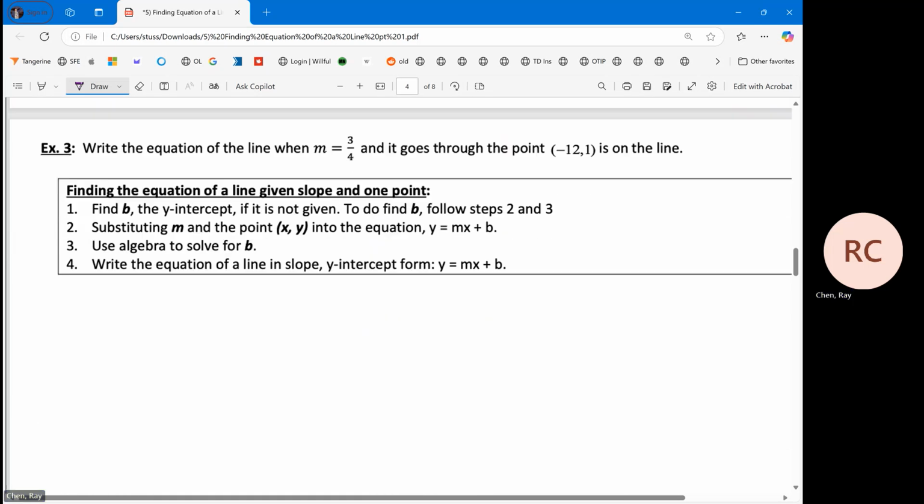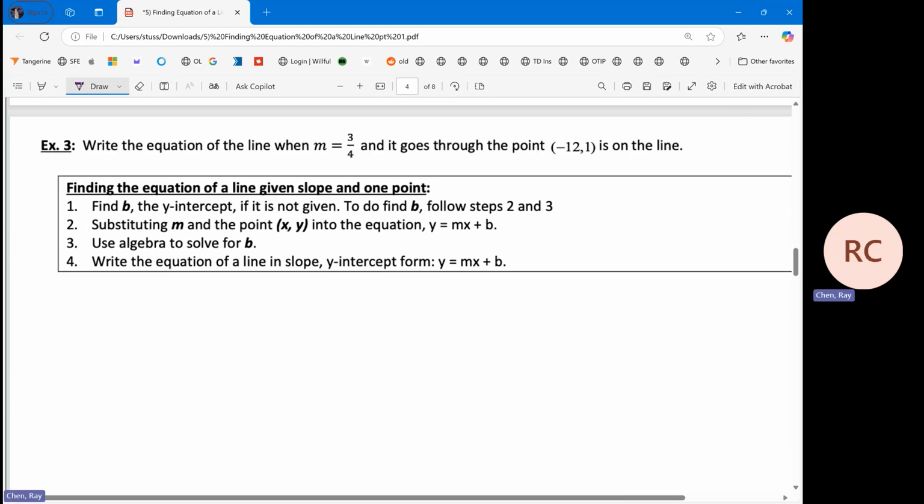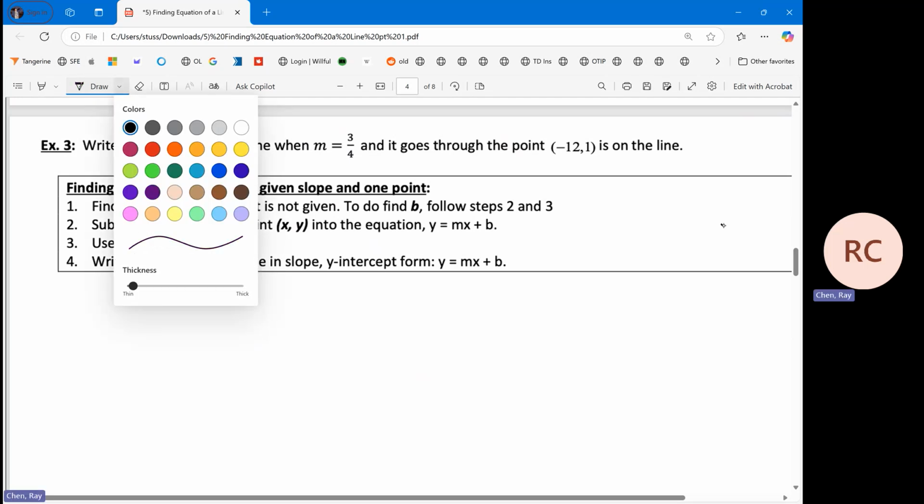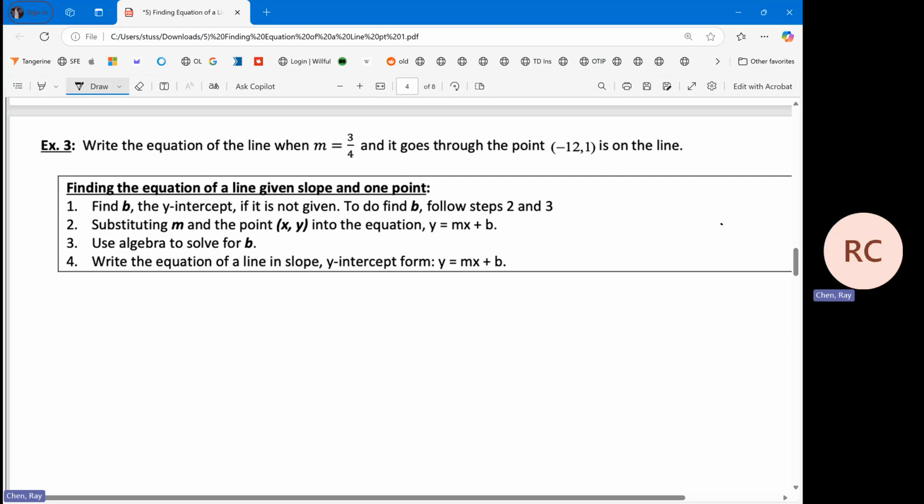Example 3. Example 3 is a little bit harder. This question now is saying, write the equation of the line when the slope is 3/4 and it goes to the point of -12 and 1 on the line. So right now we're changing gears and we want to find the name of this line. Now it's not that easy, so we'll have to use some solving and substitution and rearranging. Things that we've already covered in March and April. Here's how we're going to do it. You can follow the instructions in the box here, but we're just going to jump to it. Pause the video if you want to read it.